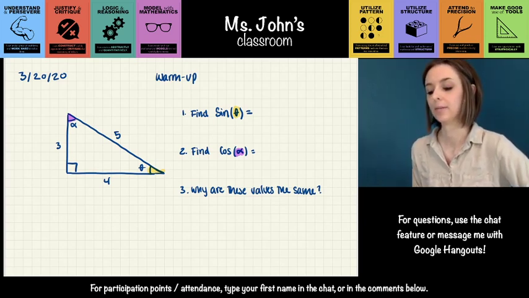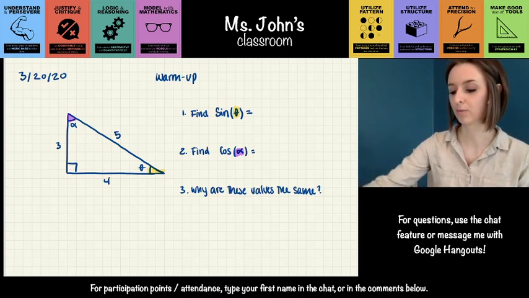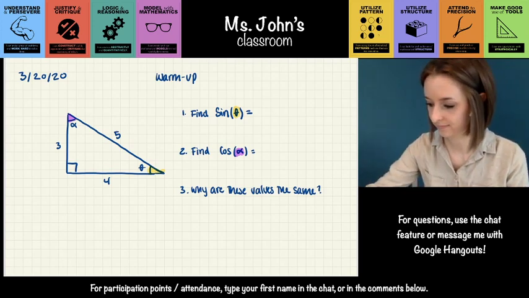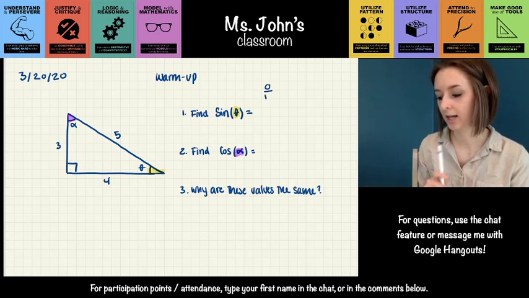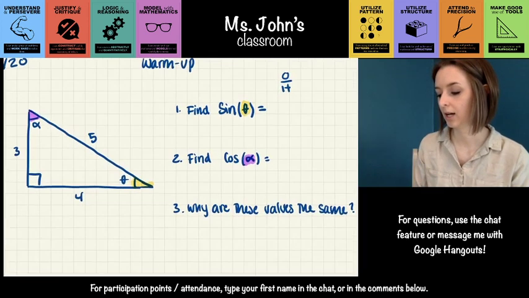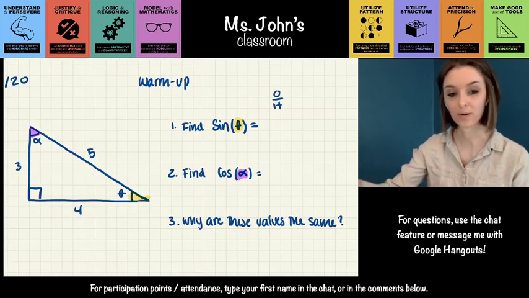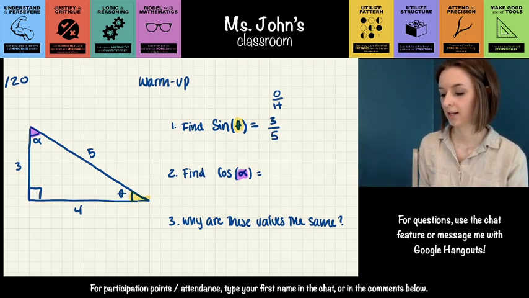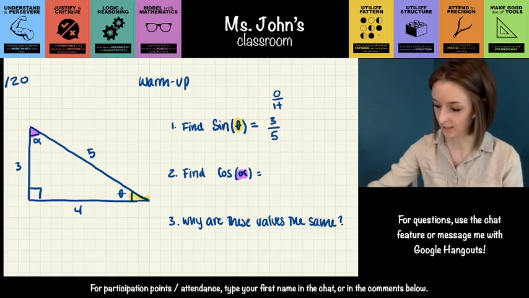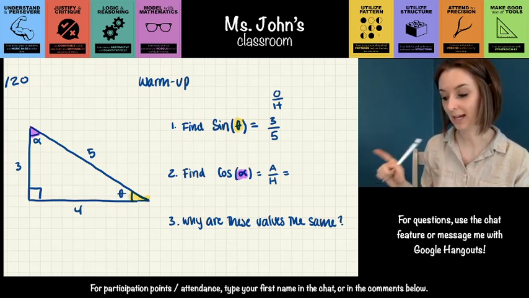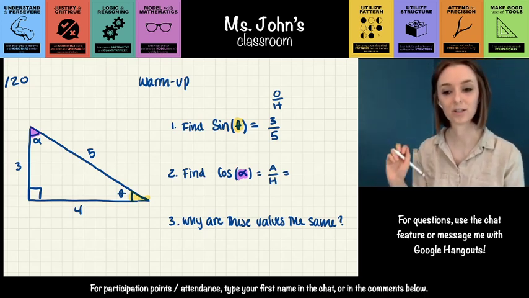So, speaking of the first 2 lessons, on our warm-up today, sine is the opposite over the hypotenuse. From the reference angle of theta, which is the yellow one on my screen, opposite is 3 and hypotenuse is 5. Cosine is the adjacent over the hypotenuse. And from the pink angle, which is alpha, that weird fish symbol is alpha.